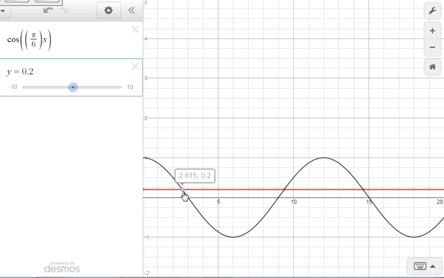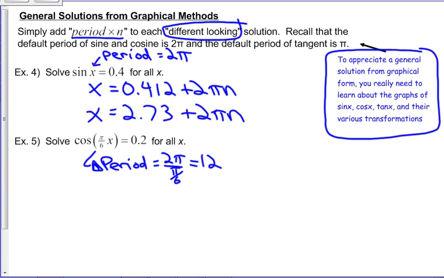You can see that it's got a solution right here and a solution right here. Over here it has another solution, but it's just a repeat of this one back here. Okay, it looks the same. It's a down part of the cosine curve. So we have 2.62 roughly and 9.39. Let's put those in.